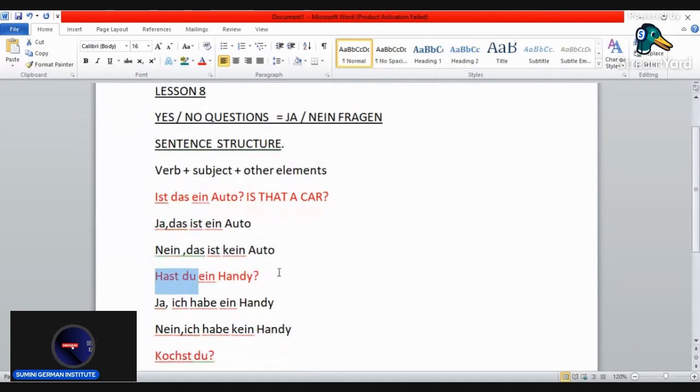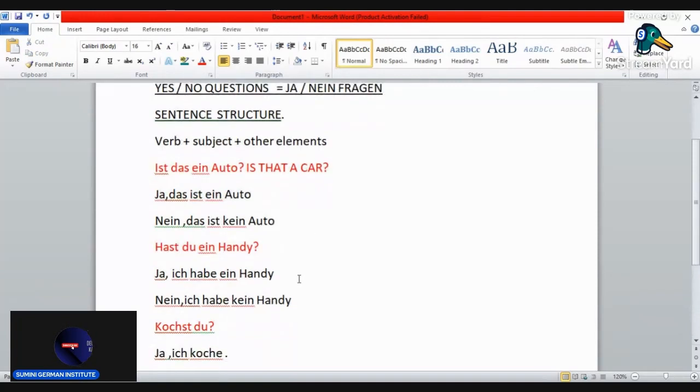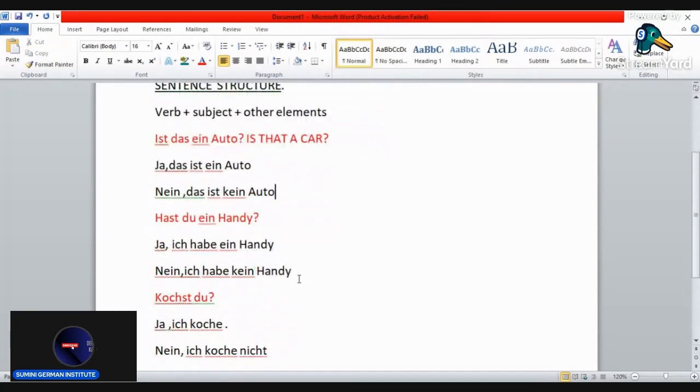Also, there is a lesson on this. So if you are not understanding what I'm saying, you can go back and check the conjugation of verbs so that it can be easier for you. And that's it for yes or no questions.